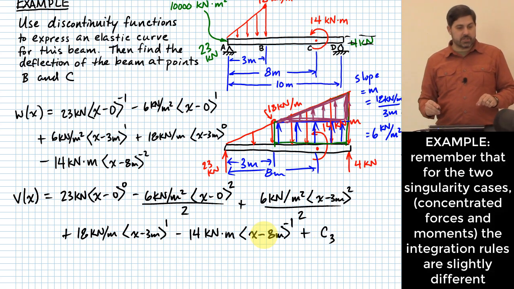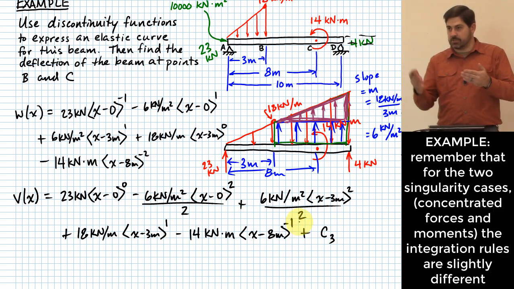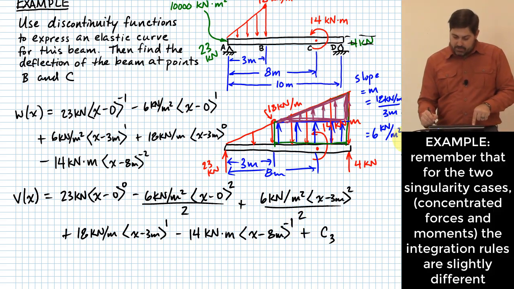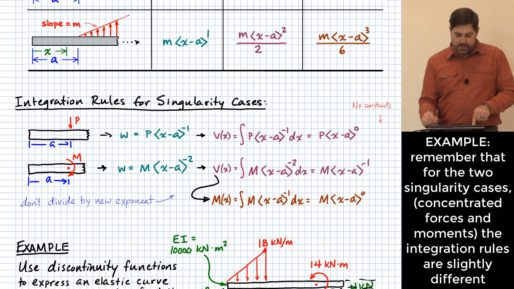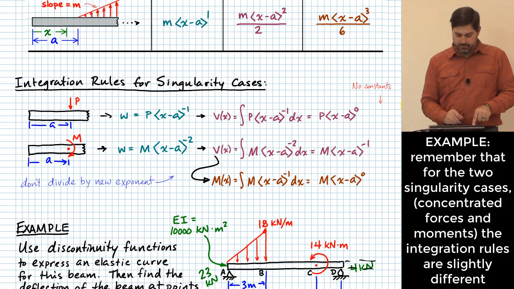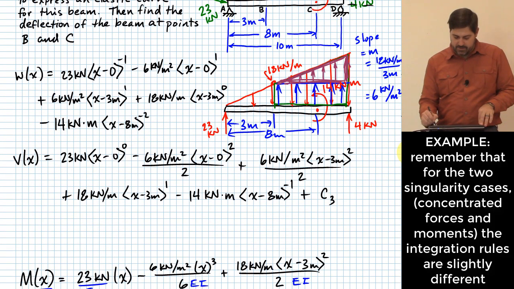Okay, so his question is, whenever you do this step of going from minus 2 to minus 1, do you have to actually multiply or divide by the new exponent, essentially is what he's probably getting at. And the answer is, ordinarily you'd think so, right? But what are our rules for our singularity cases? Don't divide by the new exponent. Don't add constants. Right? So even though it might seem like that's what we should do, no, we don't do that. Okay? And that's because these are special cases for these singularity cases.